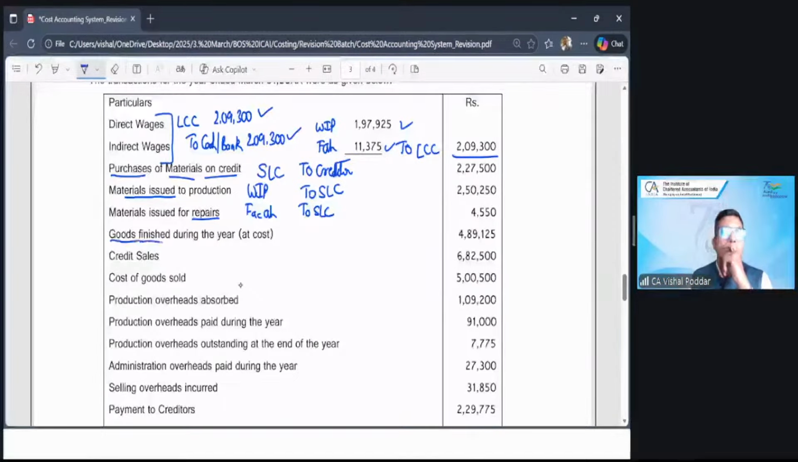Now, goods which are completed, that is manufacturing is complete. Whenever manufacturing of goods are completed, they move out from the factory or the production area to the godown, that is the finished goods. So finished goods account is debited because it represents the stock of goods which are completed and it is sent from the factory.